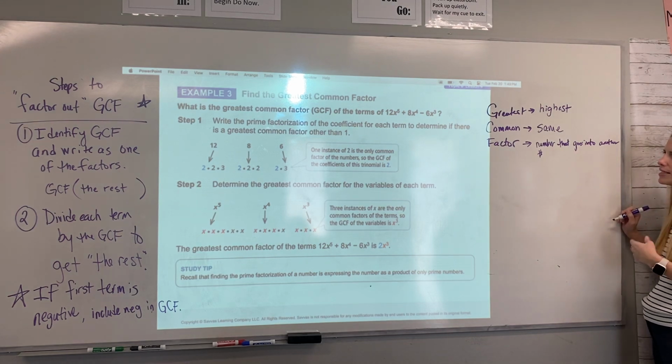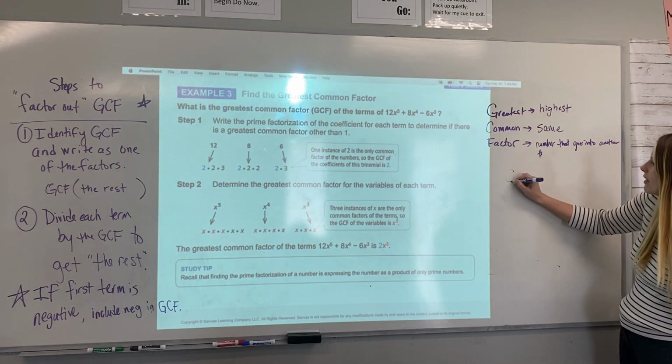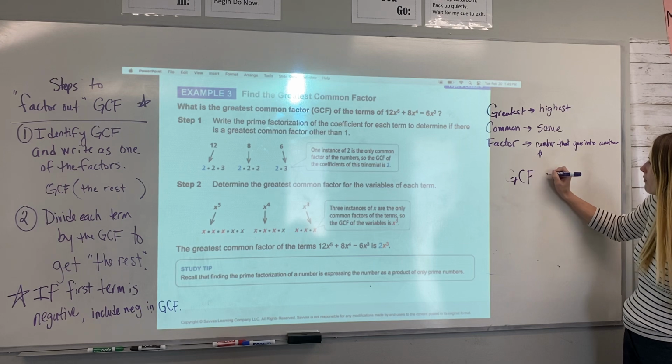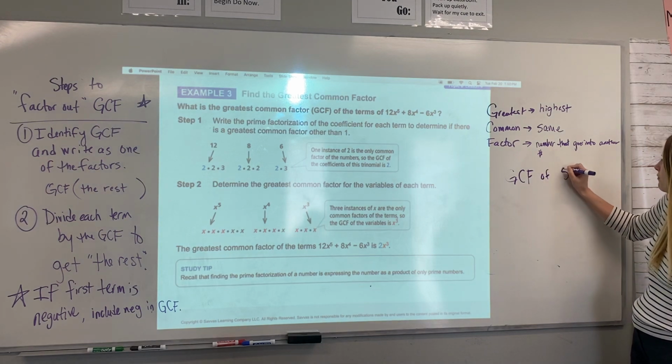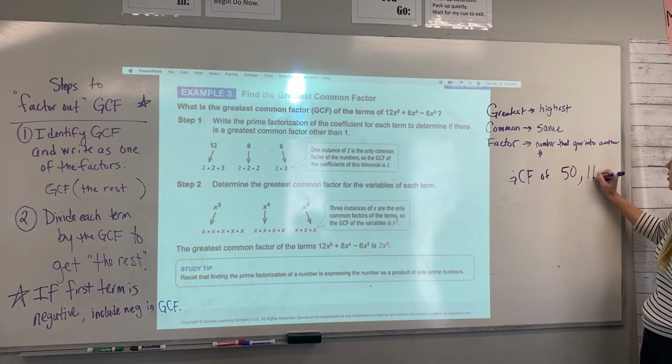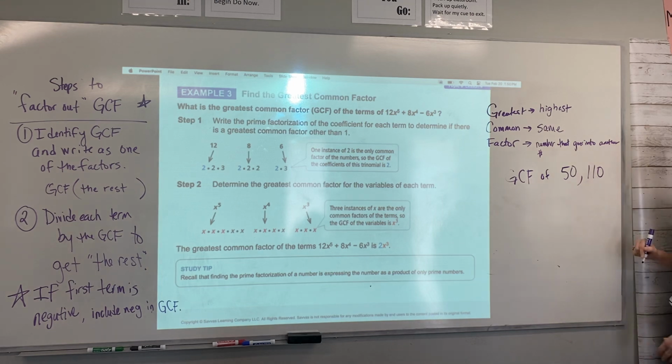That's your GCF. Now, when you were in 4th grade, it would say, find the GCF of 50 and 110. What would you have to do? Don't you have to find out what numbers make up 50 and 110? Yeah, you would have to do your little factor tree.